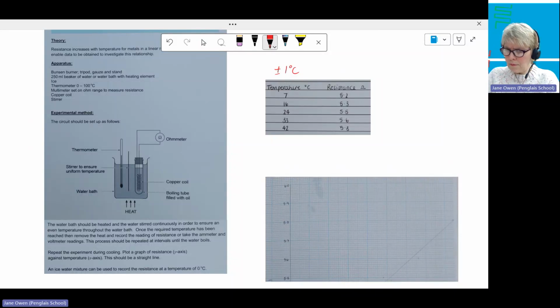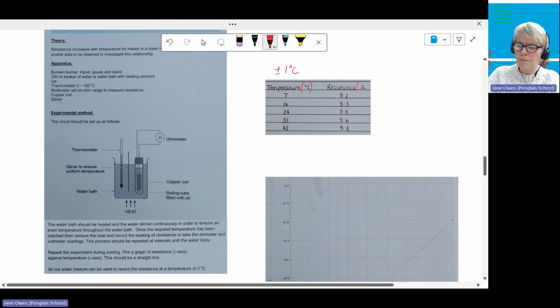But notice that it hasn't been ruled off into a table. It hasn't been surrounded by pencil, straight lines. But the column headings have been included, but we need to separate the unit from the quantity. And we can do this in one of two ways. Either we bracket the unit, or we can put a dividing line between the quantity and the unit. The resistance here, the resolution is plus or minus 0.1 of an ohm.